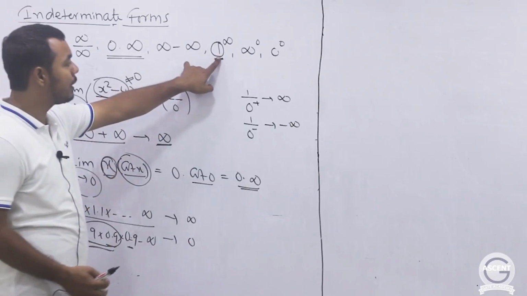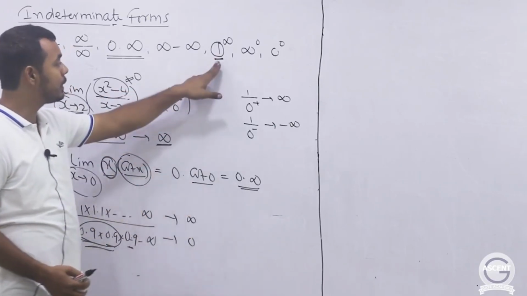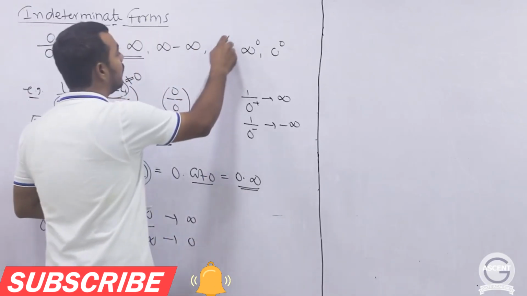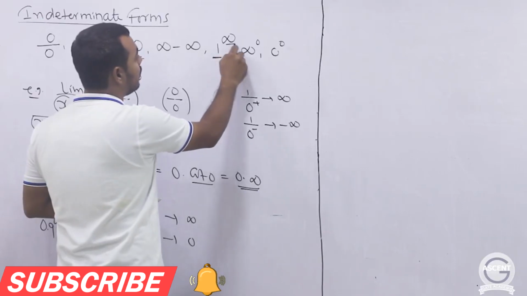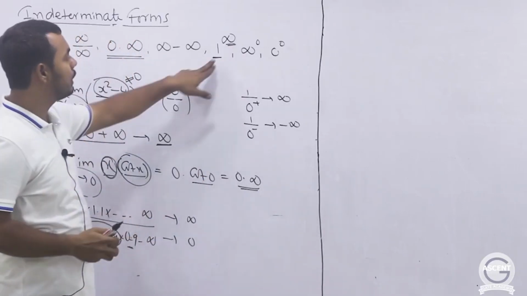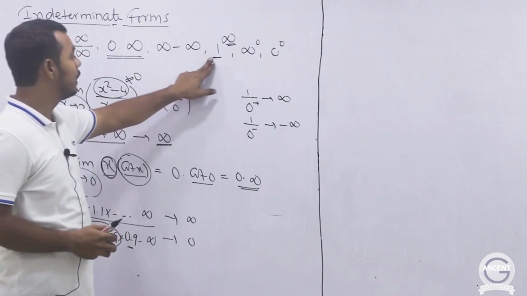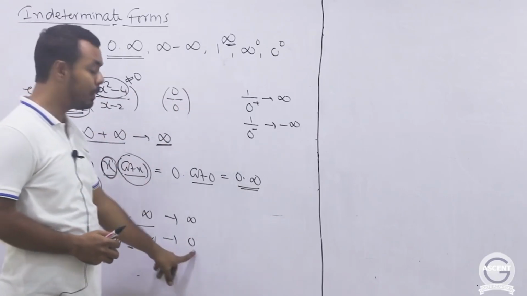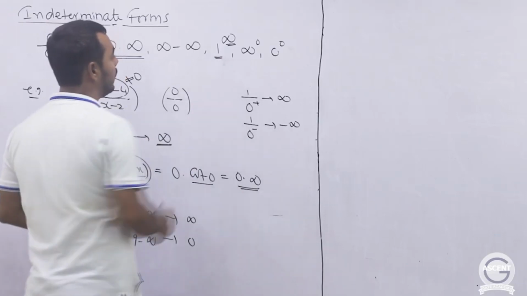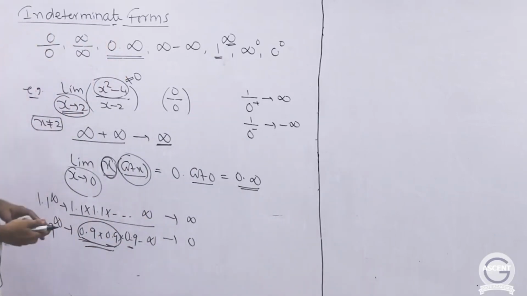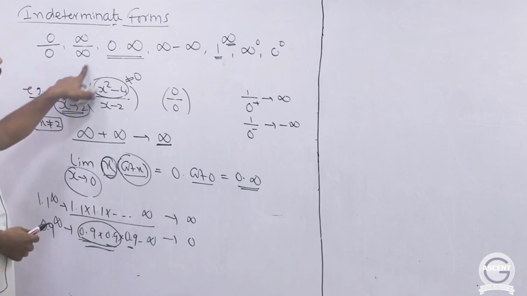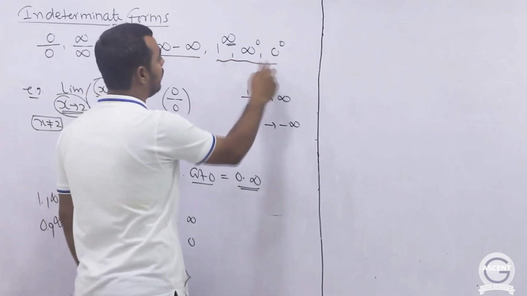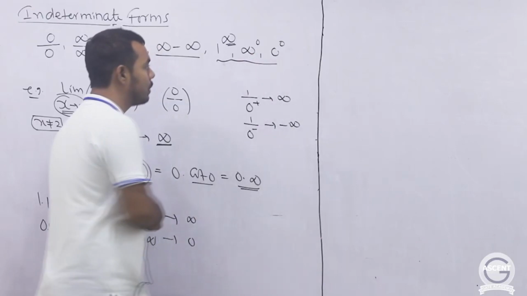So if the base is slightly more than 1, then you will get infinity. If the base is slightly less than 1, then you will get 0. Now if I am writing 1 to the power infinity, this means the base is approaching 1 and the exponent is approaching infinity. Now we don't know whether this is approaching 1 from the right side or left side. If it was slightly more than 1, then this will become plus infinity. If it was slightly less than 1, then it will become 0. So therefore we call this an indeterminate form. Okay, so in total there are 7 indeterminate forms: 0 by 0, infinity by infinity, 0 into infinity, infinity minus infinity, and these three: 1 to the power infinity, infinity to the power 0, and 0 to the power 0.